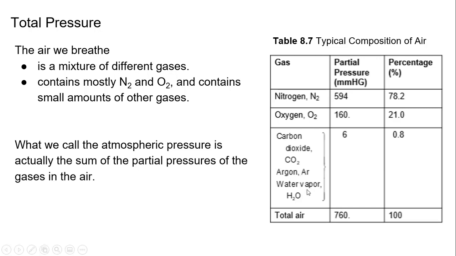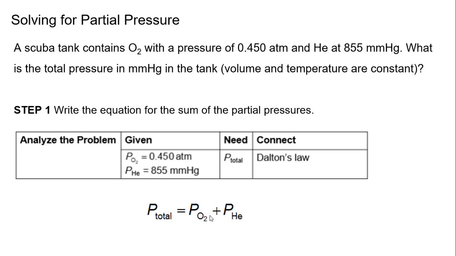There's so many other things in the air, and all of that equals the total air, which is 760 millimeters mercury, which is sea level, 1 atm, and that still equals 100. So all of these gases would still have the same pressure if they were not involved with these other gases around them. So the sum of all the partial pressures gives us our total pressure, which is what our atmospheric pressure is at sea level and so forth.